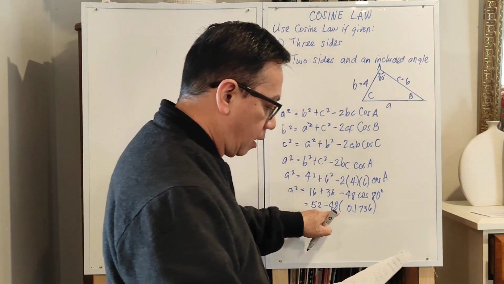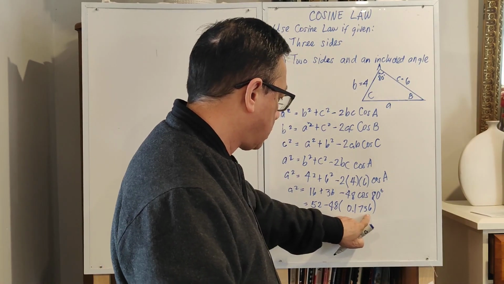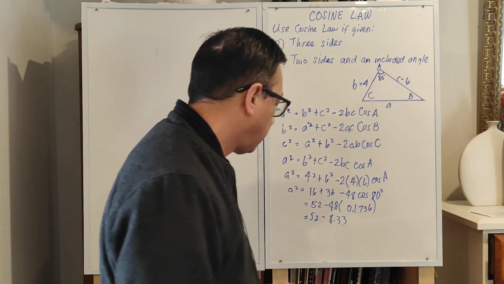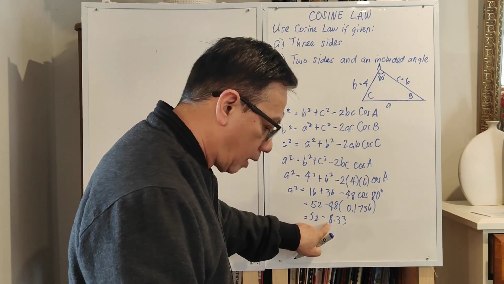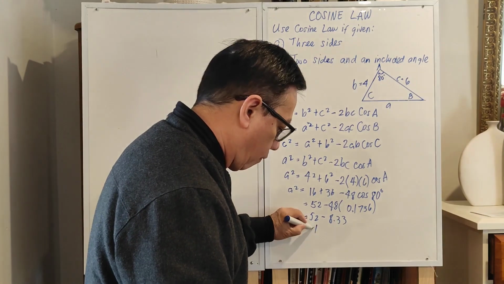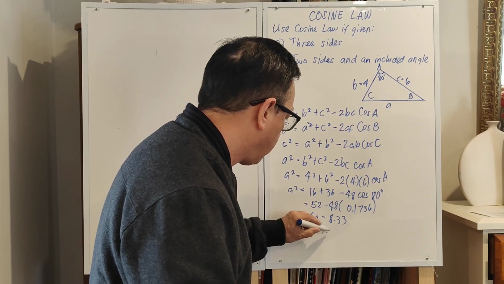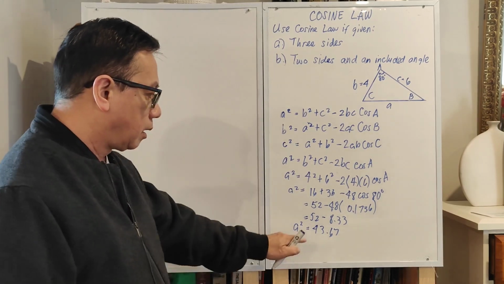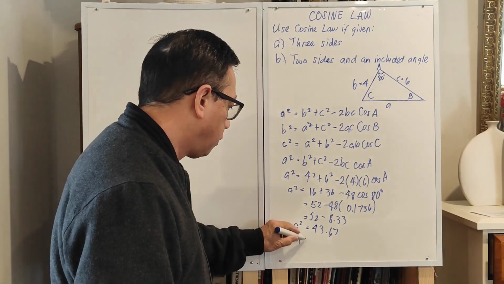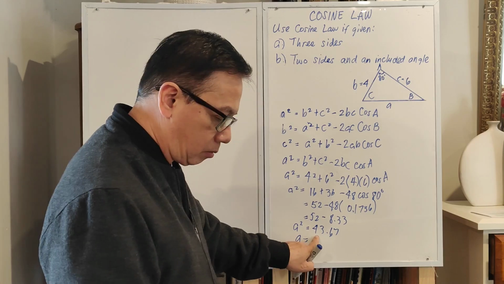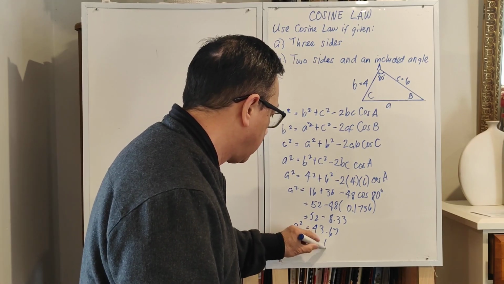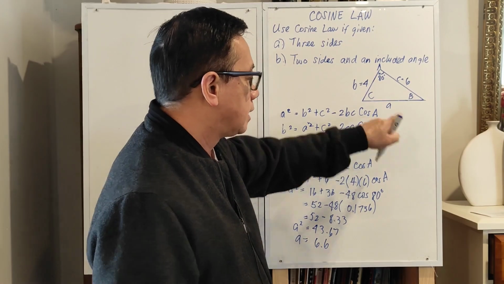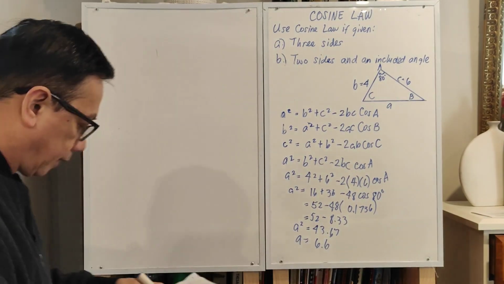Now 48 times 0.1736 is 8.33. Now 52 minus 8.33 is 43.67. So that is your A squared. So to get A, we need to get the square root of this one, which is 6.6. So your A is 6.6 units.